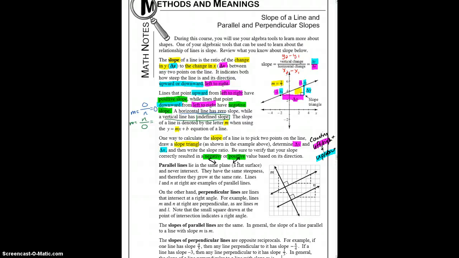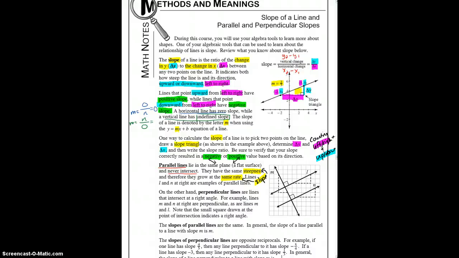Parallel lines lie in the same plane. So a flat surface, your piece of paper is flat, and you can draw these lines on it. They never intersect. They will never cross. They will go around the world many times over and never cross. They have the same steepness and therefore grow at the same rate. Well, steepness and rate are other fancy ways to say slope. So the steepness of a line, or the rate at which a line increases, is also just the slope of that line. And parallel lines are going to have the same.